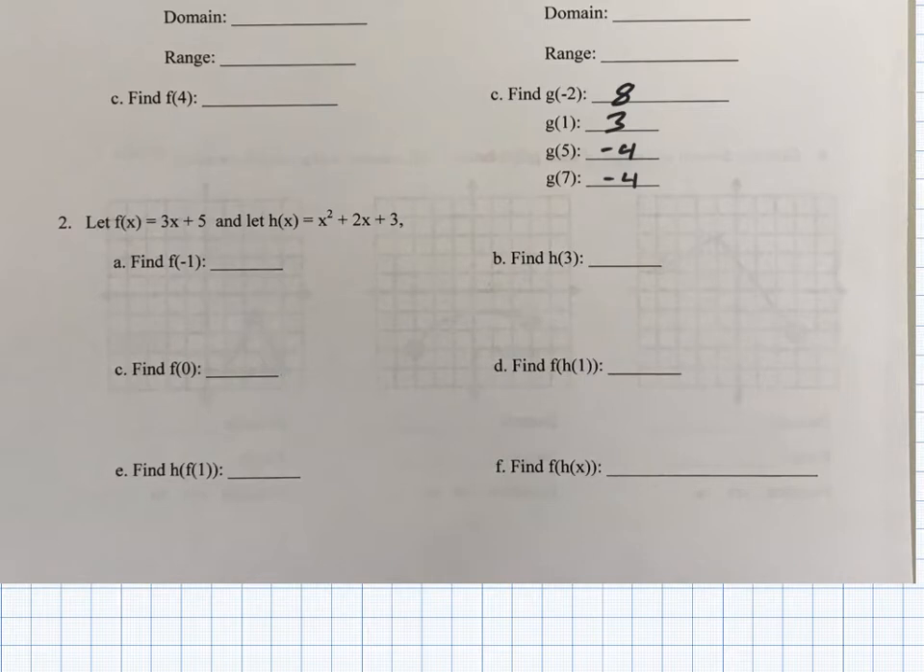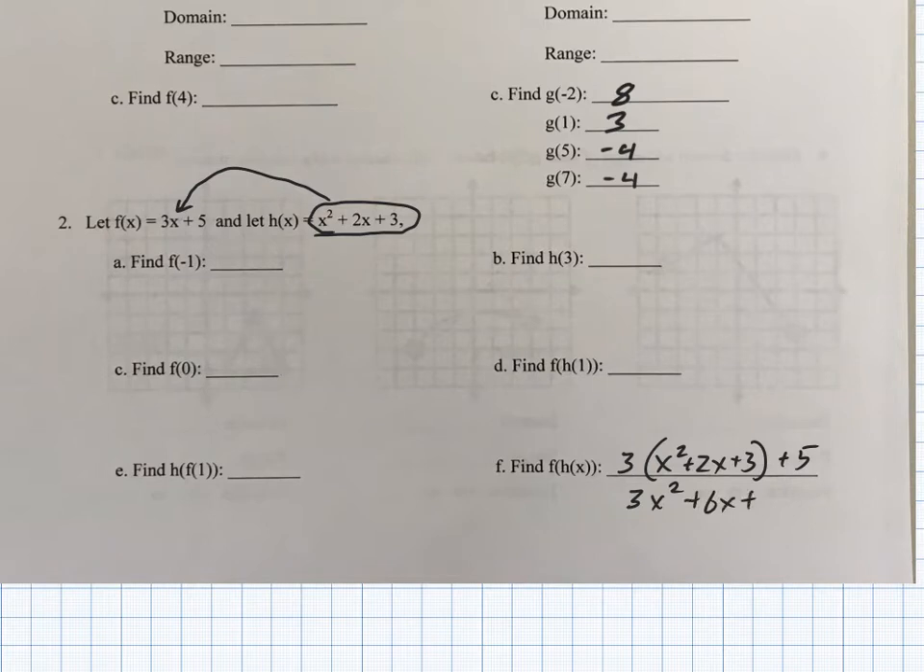So basically the idea is that I'm going to take this. Claire did do that, but she just didn't quite finish it. And you're going to put it into there. So this is going to be 3 times x squared plus 2x plus 3, plus 5. And you just distribute. Then you distribute the 3 and collect like terms: 3x squared plus 6x plus 9 plus 5, which is 14. And that's it.